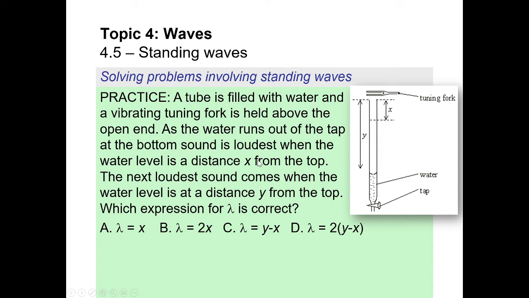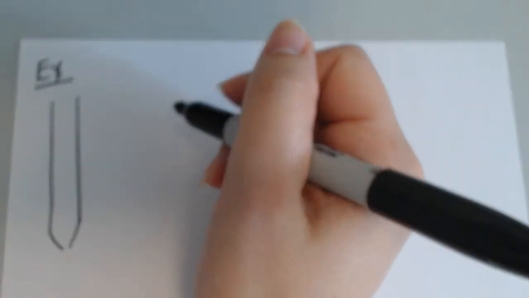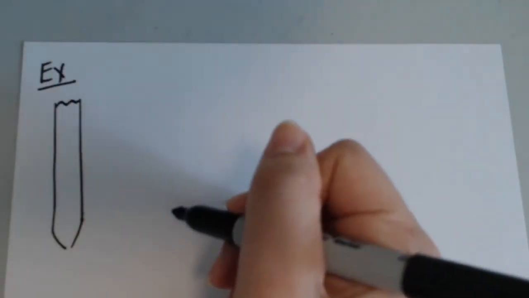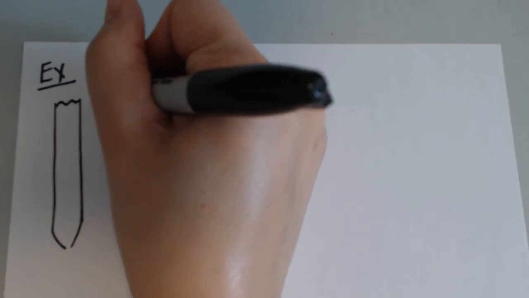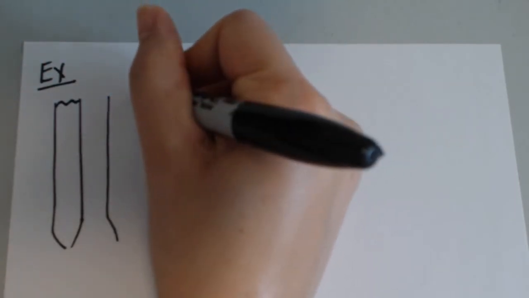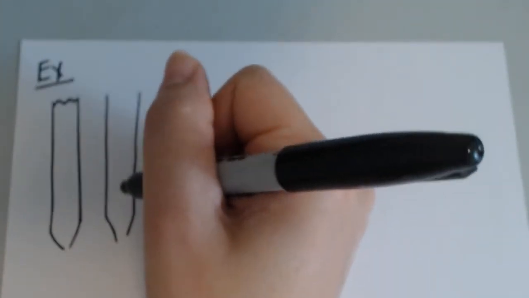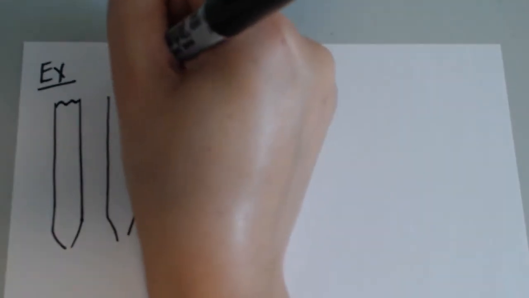Okay, so I hope you have the slides in front of you. So we're going to go to our page here. First thing I'm going to do is sketch this. So we have a pipe that is filled with water and there's a little tap at the end where the water can drain. So initially this thing is completely full. Okay, so after some time the water drains and the whole time the tuning fork is held on top, right?